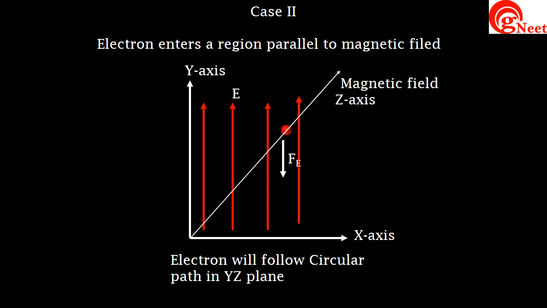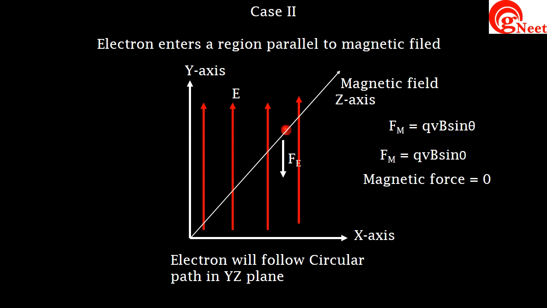arrow labeled Fe. Since the electron flows parallel to the direction of the magnetic field, the angle between the direction of the electron and the magnetic field is 0. From the equation, Fm, the magnetic force, equals QVB sin theta. Here theta is 0, therefore the magnetic force is 0. Only the electric force acts perpendicular to the direction of electron flow, which provides the necessary centripetal force to move the electron in a circular path in the YZ plane.